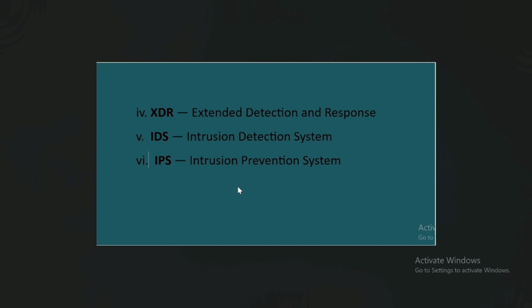Now, one thing you have to understand is that these technologies work together to help a SOC, or rather a SOC analyst, monitor, detect, investigate, and respond to cyber threats. SIEM provides centralized visibility. EDR protects endpoints. XDR provides broader visibility across different environments. IDS detects suspicious activity. IPS can prevent attacks, and SOAR can help automate and coordinate the response.